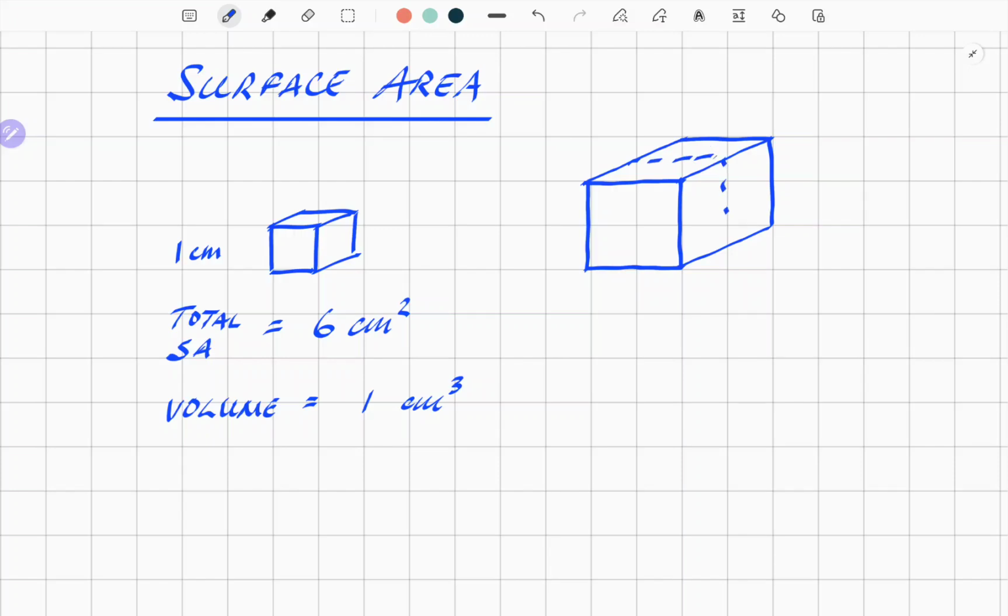Now, if I double that, so I have something about that size, like that, right? So it's all 2 by 2 by 2. I know it looks a little lopsided, but it'll do. Now, what's the area of each of the faces? 4. And you've got 6 of them, right? So the total surface area is 4 times 6, 24, exactly, well done. And what's the new volume? 8. Yes.